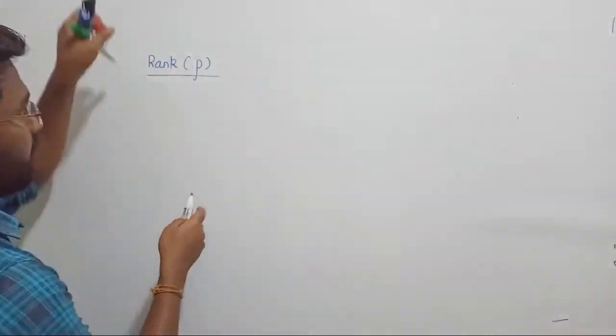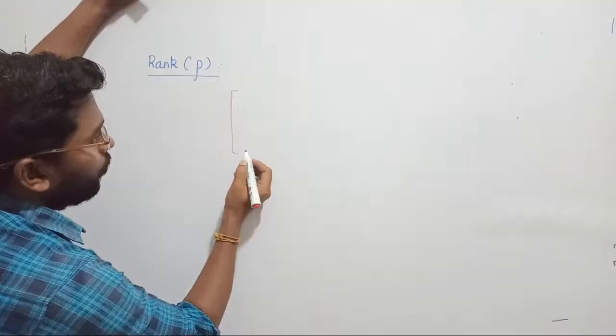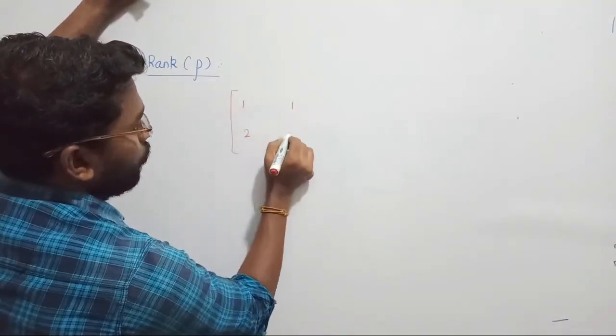Let us see rank of the matrix. Next, let me take one more 2 cross 2. Let us take 1 1 2 2.